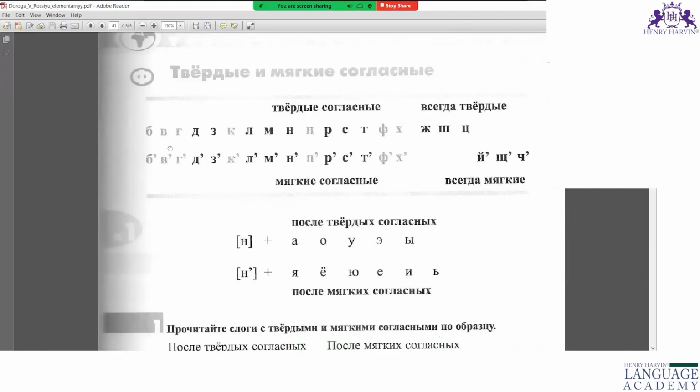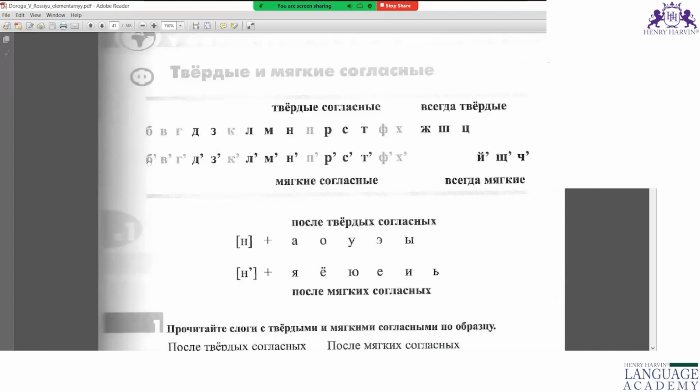Hard and soft. When you see the upper comma here, it is only on this page. It does not exist in the Russian language. It is only in the transcription to show softness. Only for now, it is like that. You will never see it again. In real life, it doesn't exist. So when you see a comma in transcription, it is soft.